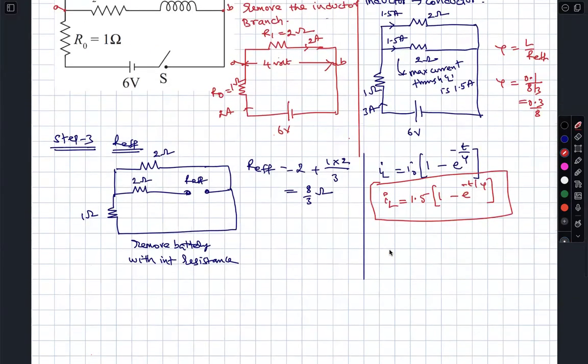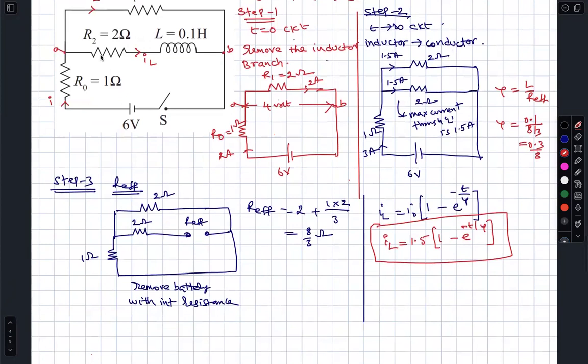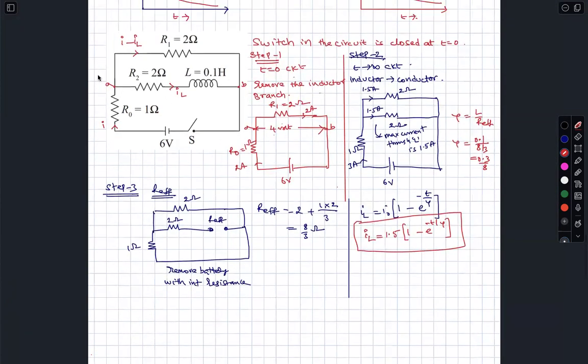Sir, what is that you would like to inform us? Yes. Remember, this is IL at any time. This is I at any time. This is I minus IL at any time. That's all. You can find anything from this. How do I find anything from this? Simple. Now you take this loop rule here. What is the loop rule here?